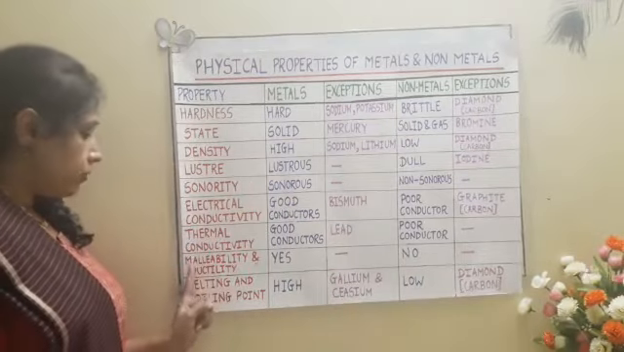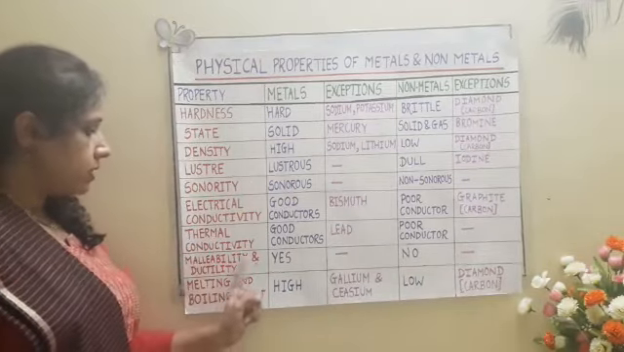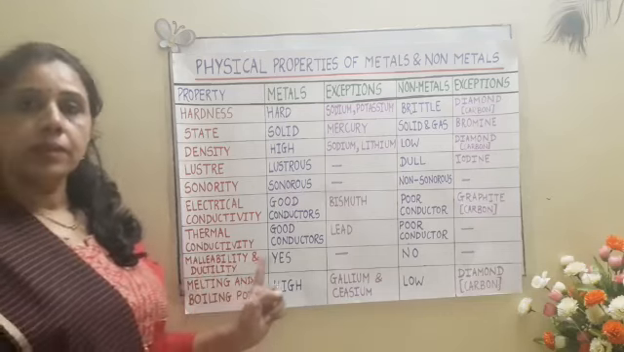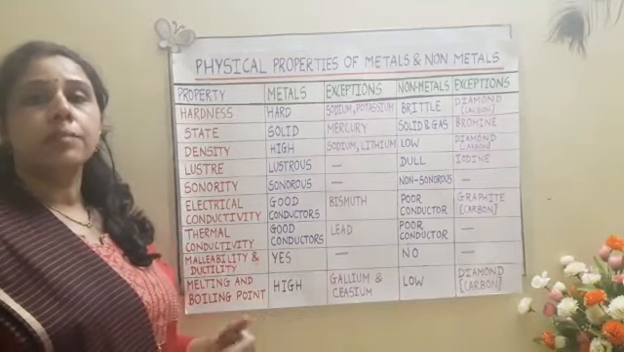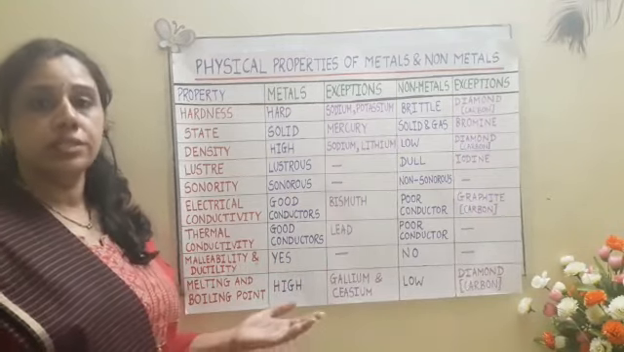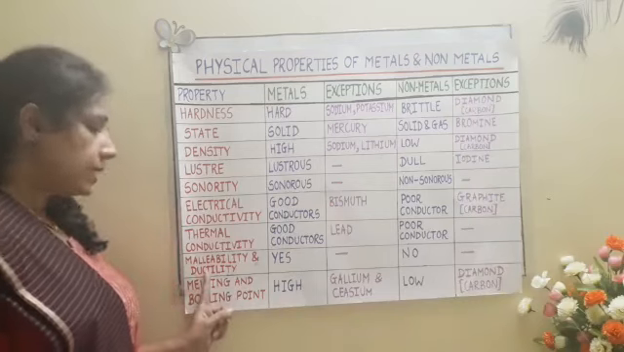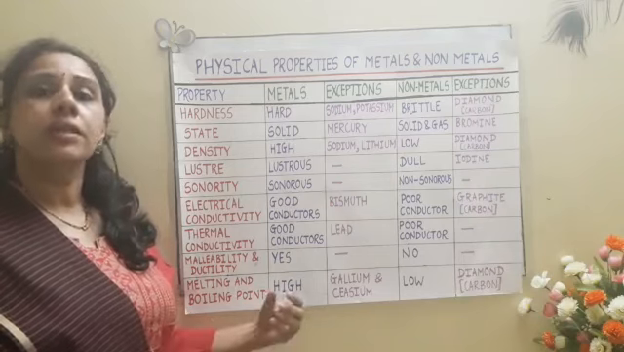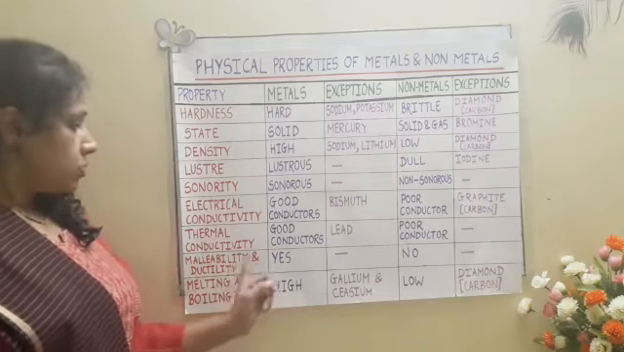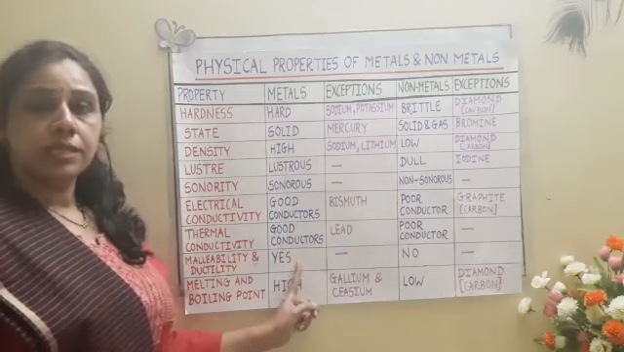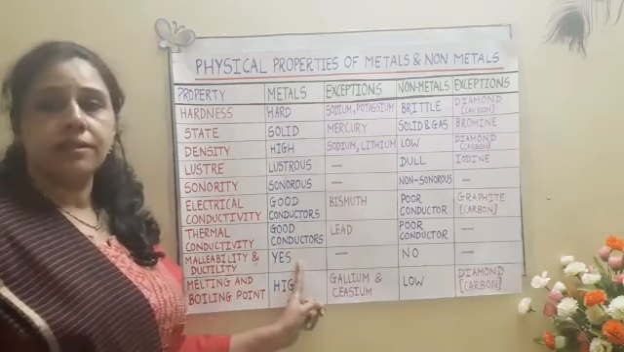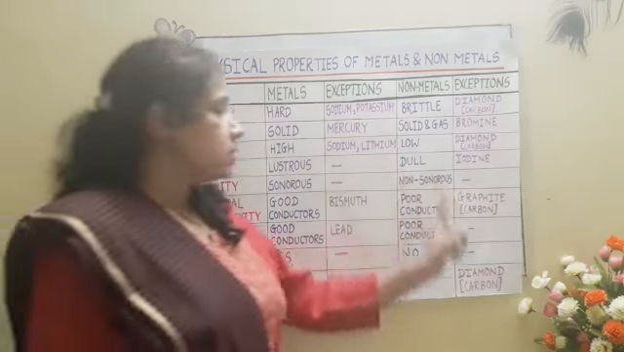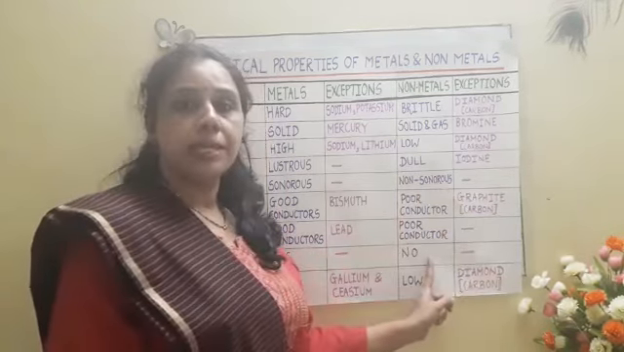After that, we will discuss malleability and ductility. Malleability is a property in which a substance can be beaten into thin sheets, whereas ductility is a property in which a substance can be drawn into thin wires. In case of metals, almost every metal is malleable as well as ductile, whereas none of the non-metals is malleable or ductile.